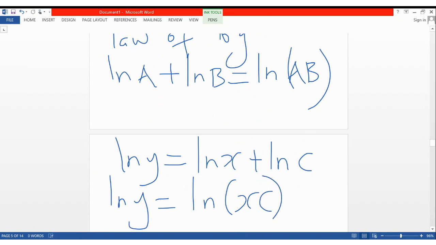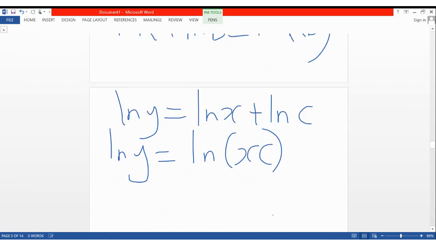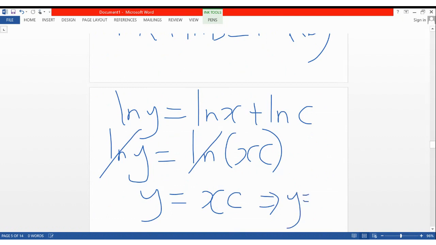And because I have that, for these to be equal, I can easily see that y is the same as x and c. I can drop the ln and have y is equal to xc, or y is equal to cx. And I'll show you why. This will be very important for us when we come later on to the logistic equation. It will assist us a bit.